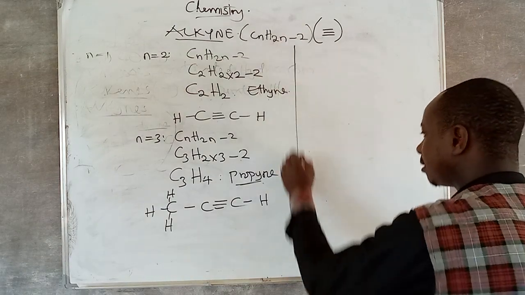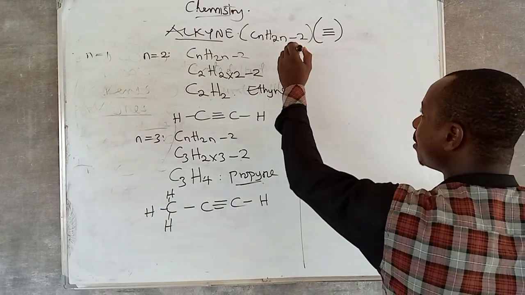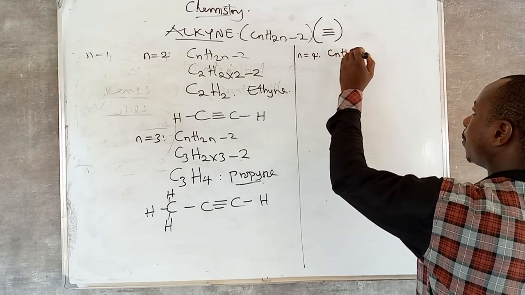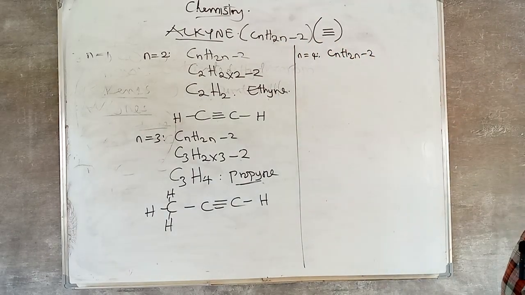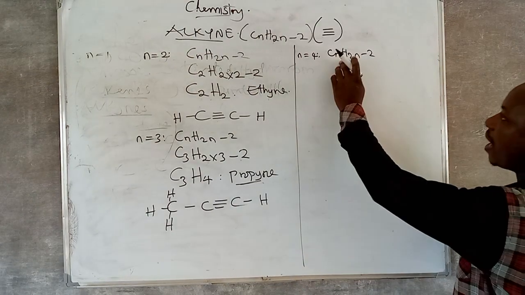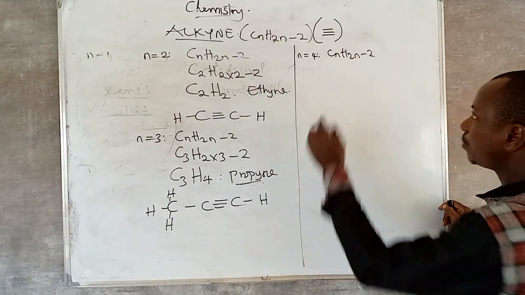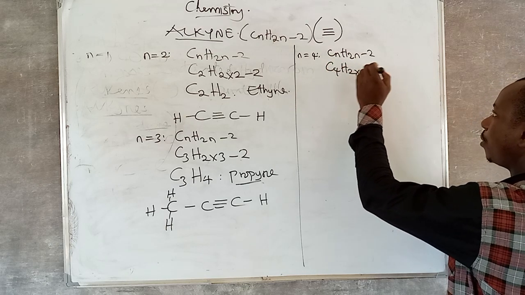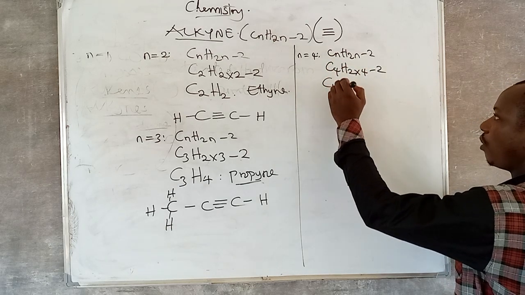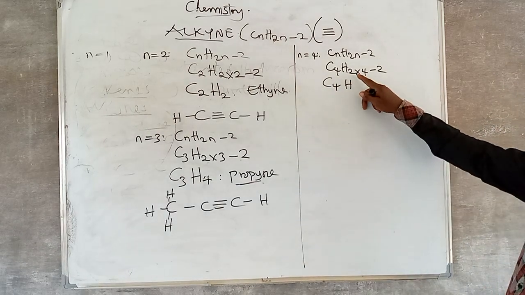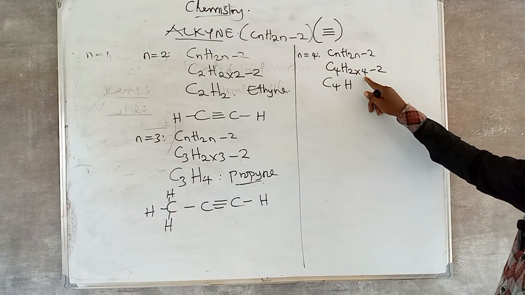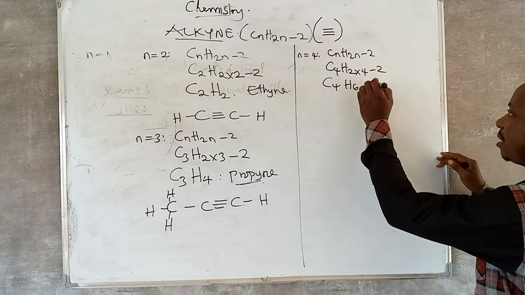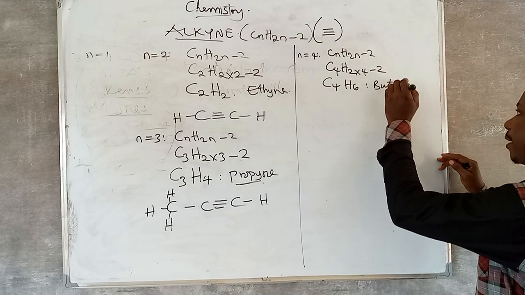So if you want to get the next member, make n equal to 4. So anywhere you see n in the formula, you put 4. C4H2 times 4 minus 2. C4H, 2 times 4 is 8, 8 minus 2 is 6. And the name of this thing is butyne.